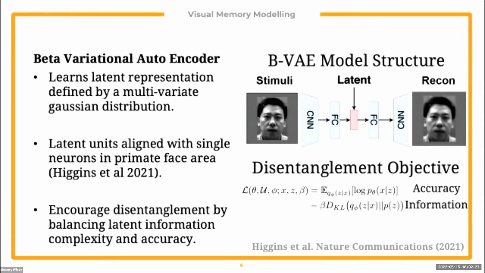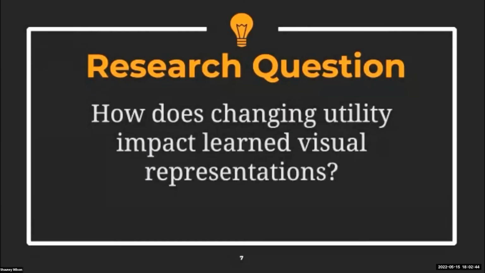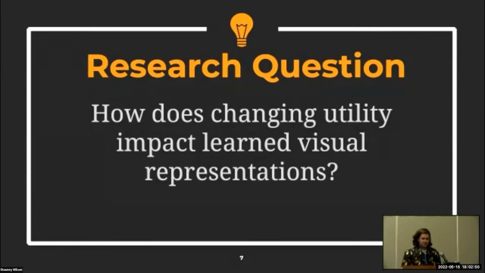This objective is encouraged in Beta-Variational Auto-Encoders with a loss function that balances the accuracy of the reconstruction as well as the informational complexity of those latent representations, and it's weighted by a beta value that gives the model its name. With this approach to modeling human representation formation in mind, we can begin to ask more specific questions such as how does changing utility impact the learned visual representations of humans?